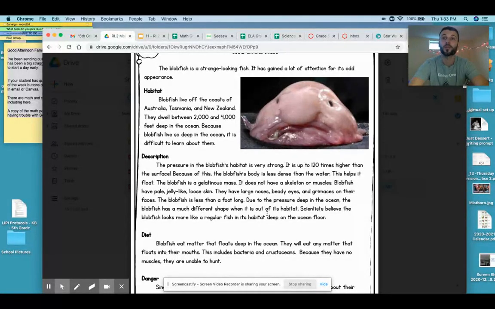Remember, when you're trying to find the main idea of something, you're not always going to be able to simply find it in the passage. You have to read the passage or the paragraph and really think about what it's talking about. What is it mostly talking about? What's the big idea of that passage or paragraph?